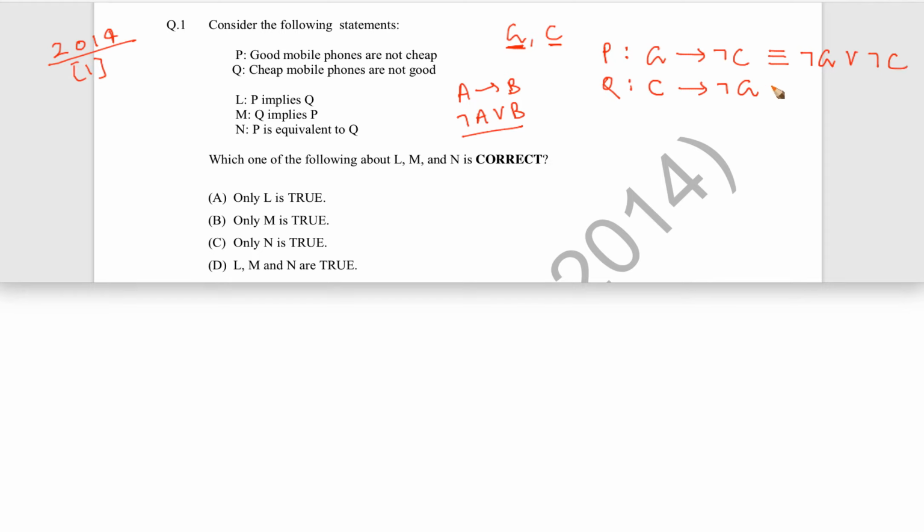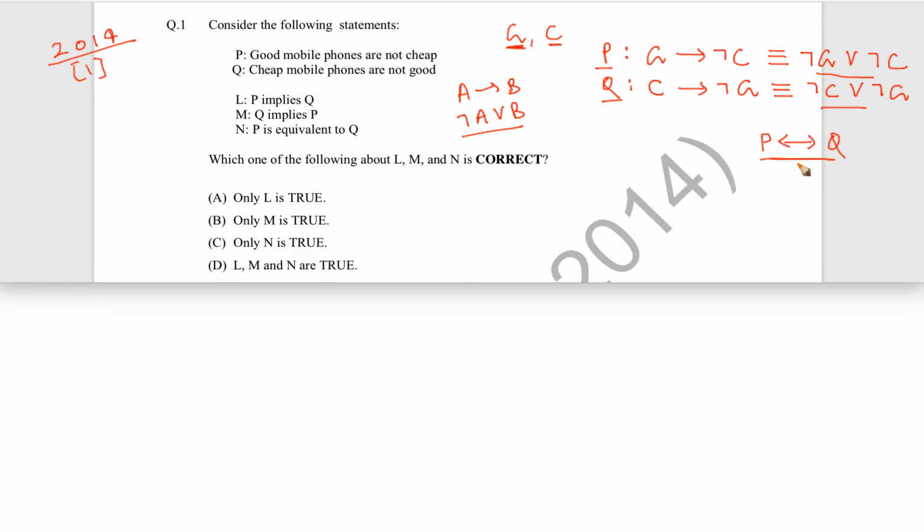And what is Q, which can be rewritten in this form? It will be not C or not G. Now you can see that both are the same: not C or not G, not G or not C. So essentially P and Q are basically the same formula, which means that P is equivalent to Q.